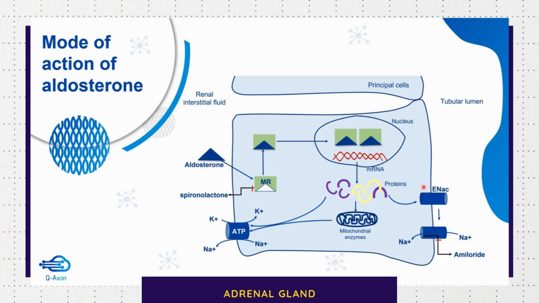Epithelial sodium channel is an important transport protein that is formed, and this will enhance sodium reabsorption. One of the enzymes that is secreted is sodium potassium ATPase. You can note here the two drugs, namely spironolactone and amiloride, are mentioned here. This spironolactone blocks this receptor, whereas amiloride blocks the ENaC channel, that is, it blocks the sodium reabsorption here.